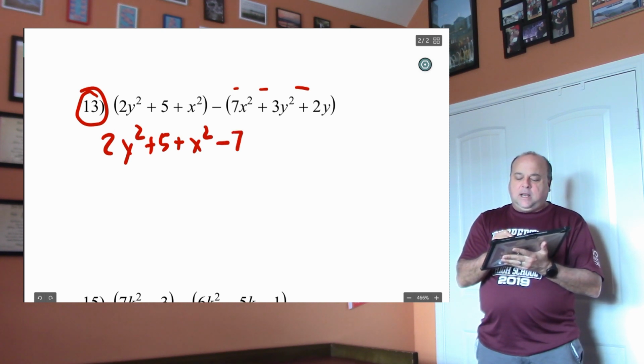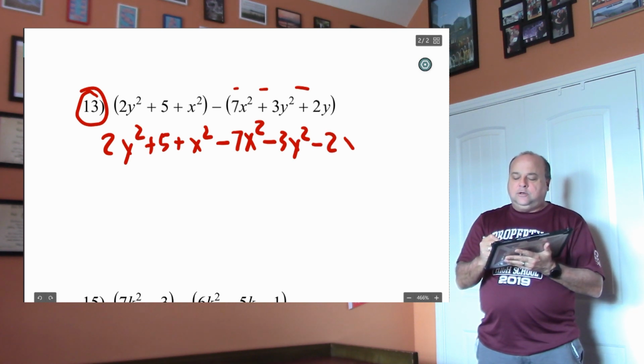My number is 7, my letter's x, my exponent's 2. A negative times a positive is a negative. My number is 3, my letter's y, my exponent's 2. A negative times a positive is a negative. Number 2, letter is y.